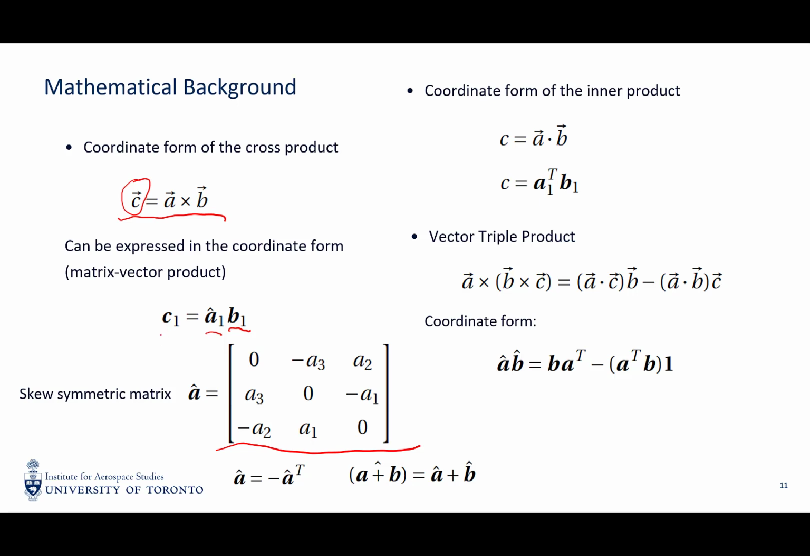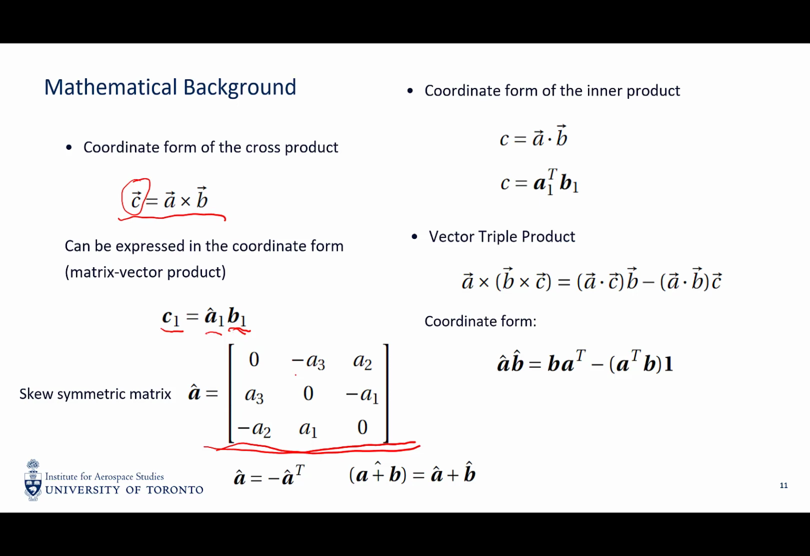Then the coordinates of C expressed in frame 1 is the matrix product between A1 hat and B1, where A1 hat is a skew symmetric matrix expressed in this format. So with the help of coordinates, we can convert the vector algebra into matrix algebra.